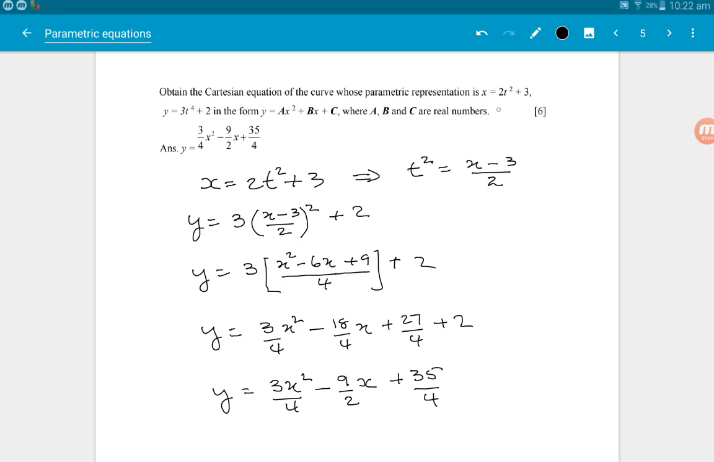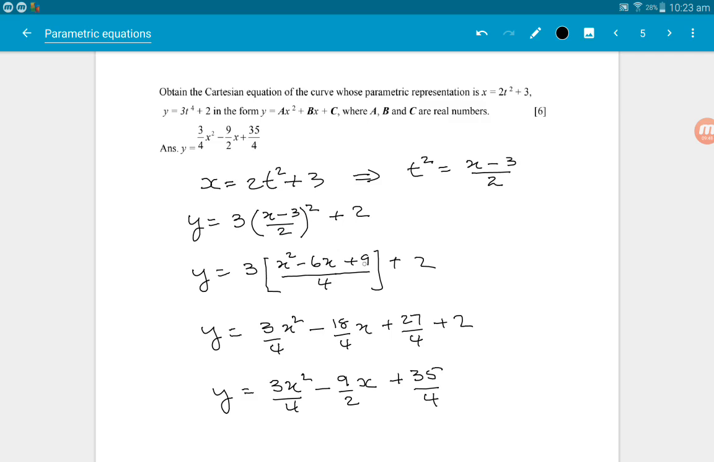Right, in this one, you might have tried to make t the subject, but there really wasn't any need because I see I have t squared and t to the 4th. So t to the 4th is just the square of t squared. So using the expression for x, I get this relationship for t squared. I know I'm going to substitute this for t squared into the expression for y. Now y has t to the 4th, so it's x minus 3 on 2 all squared. So 3 times x minus 3 on 2 all squared plus 2.